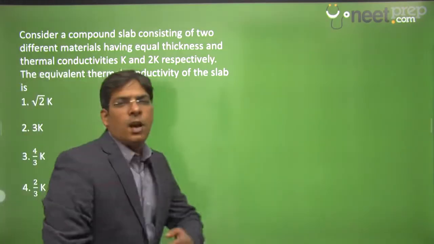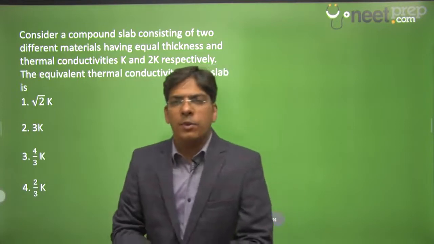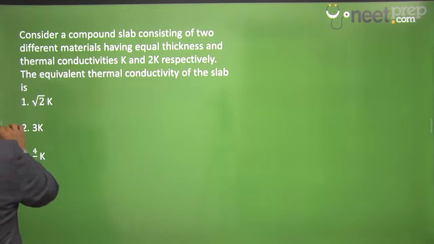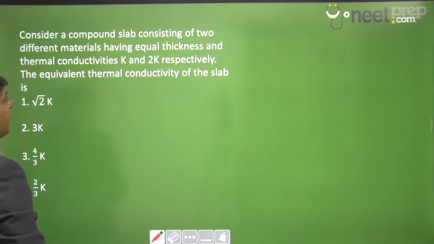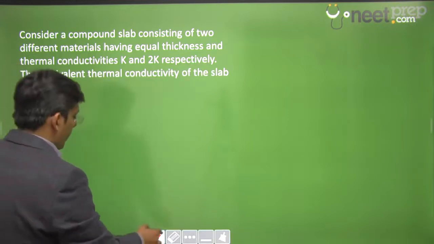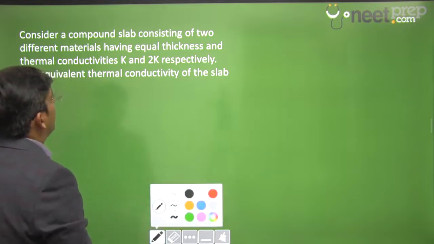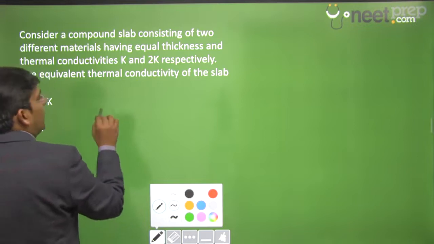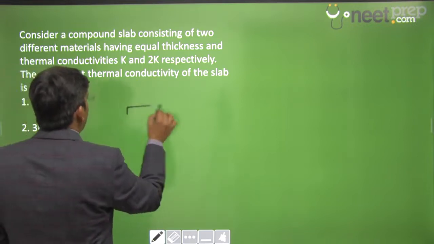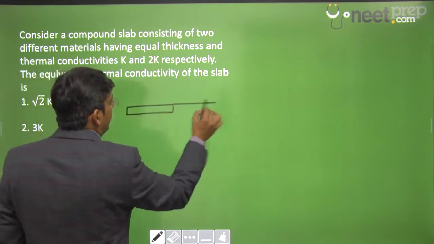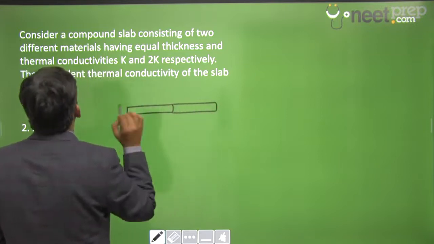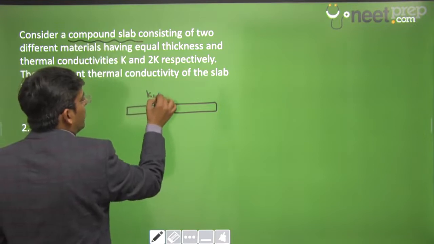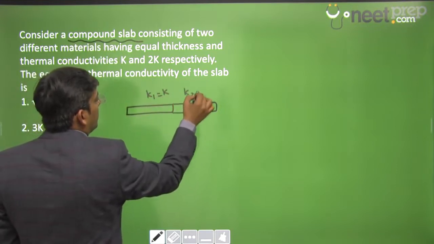Dear students, let us now do the solved problems based on thermal properties of matter. Consider a compound slab consisting of two different materials, having equal thickness and thermal conductivities K and 2K respectively. The equivalent thermal conductivity is? Let us assume that the slabs are connected in series. It should be given whether they are connected in series or parallel. I am assuming it to be a series combination of two. This is K1, this is K2.